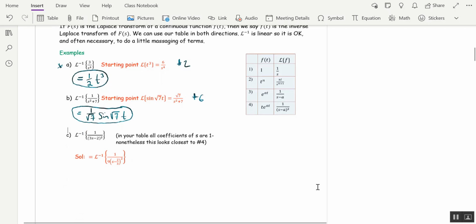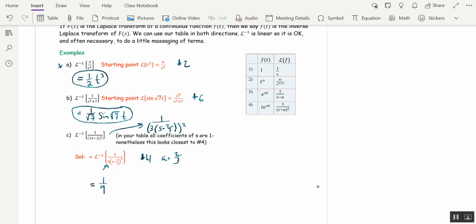Okay, next one. If you look at your table, all the coefficients of s are 1. And so if you run across something like this, you're going to have to rework it so the coefficient of s is 1. And so what I did here is I wrote this term as 1 over, I pulled out a 3, and I've got s minus 2/3, and all of that was squared. All right, and then I distribute the square. 3 squared is 9. That's where this 9 is coming from. And then I'm left with s minus 2/3 squared. And so what this looks closest to me like is formula number 4 with a equal 2/3. So this is equal to 1/9 t e to the 2/3 t.